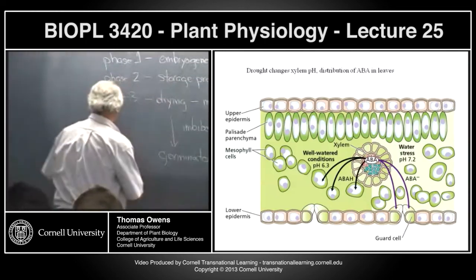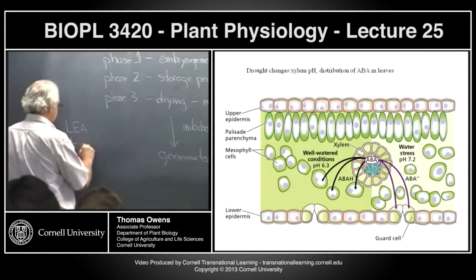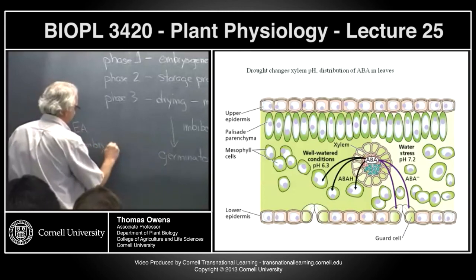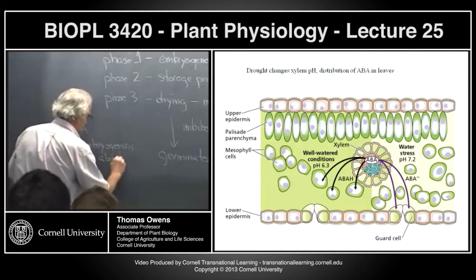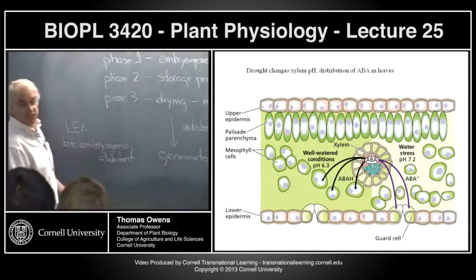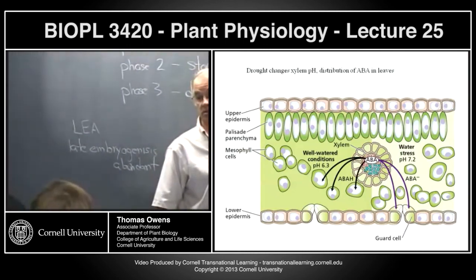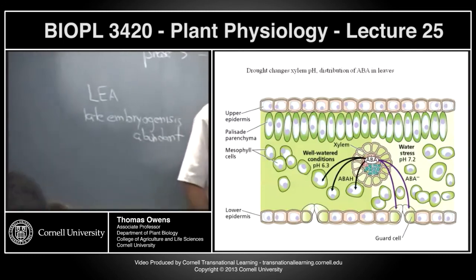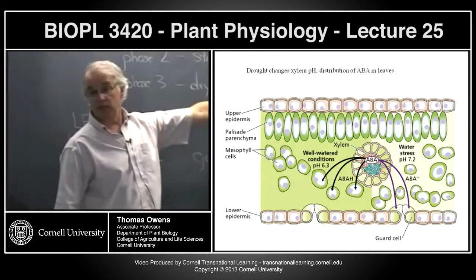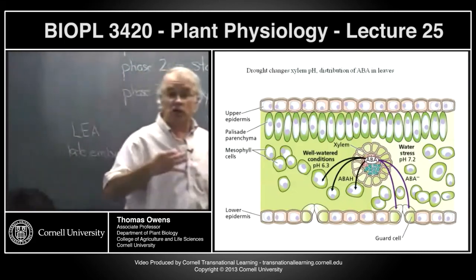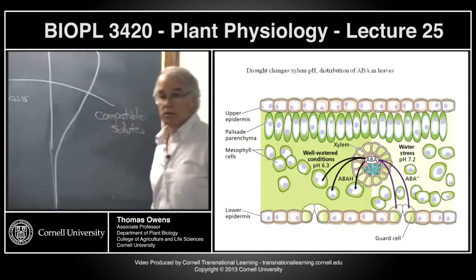They're referred to as the LEA genes, late embryogenesis abundant. So the LEA genes are a group of genes that are involved in synthesizing these compatible solutes, so that when the seed dries down, when the embryo goes into metabolic stasis, the structure of the membranes and the proteins are preserved so that when water comes back again, the seed can actually grow.